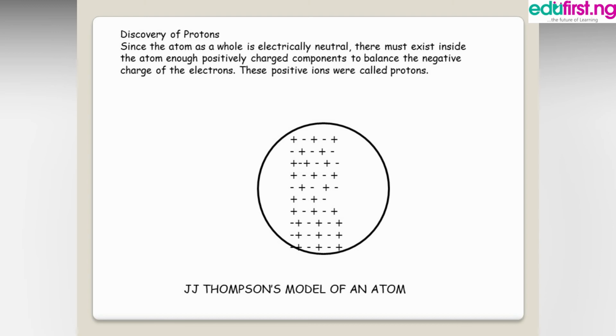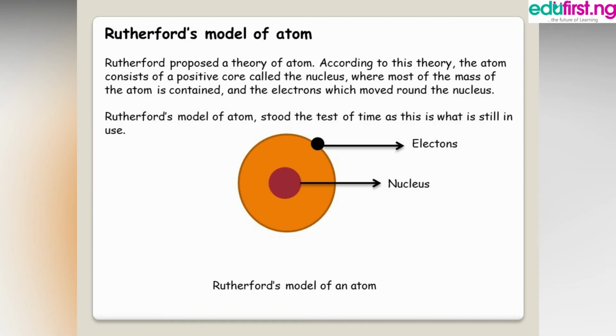Let's further look at the scientist Rutherford's model of the atom. Rutherford proposed a theory of the atom. According to his theory, the atom consists of a positive core, which is the nucleus, where most of the mass of the atom is contained, and the electrons which move around the nucleus. Rutherford's model of the atom was accepted by many, and he even had a Nobel Prize award for that. And so J.J. Thomson's model of the atom was discarded.